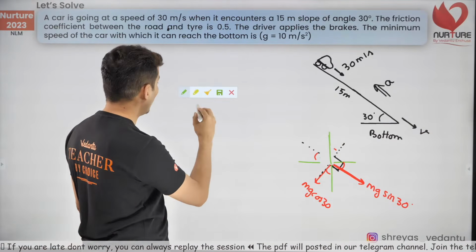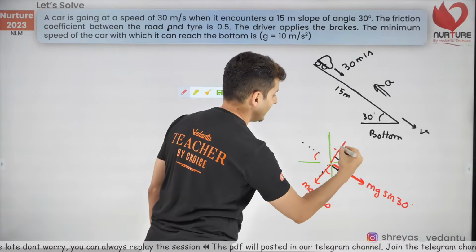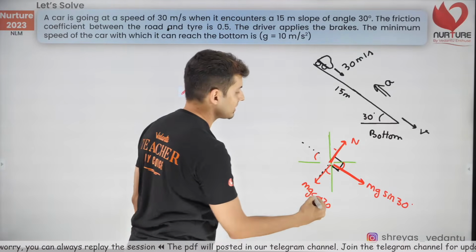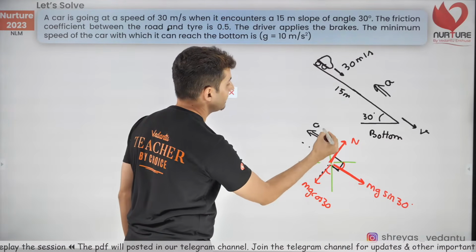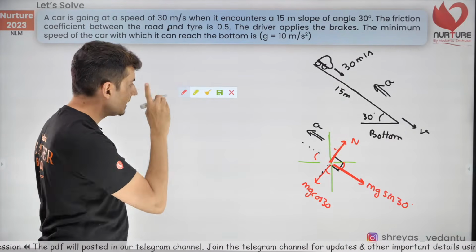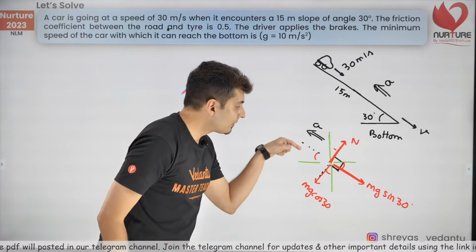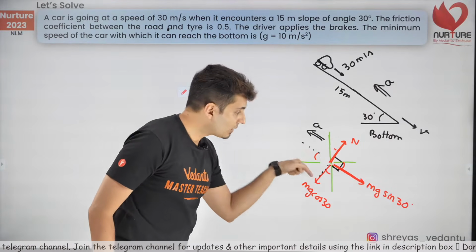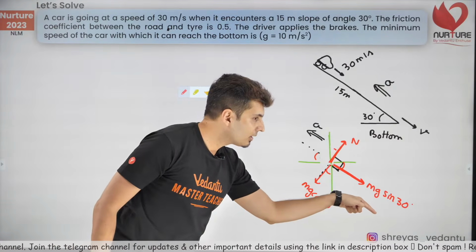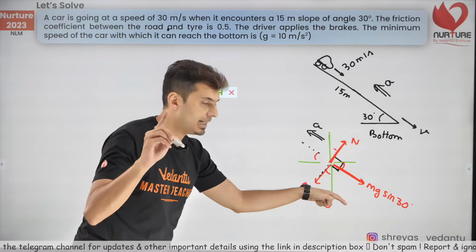Okay, normal force. Where is normal? Normal will act here. This will be the normal force. And he is decelerating, that means acceleration is here. Lastly, think guys, if he is going down this way, velocity is here, understand he's braking, right?